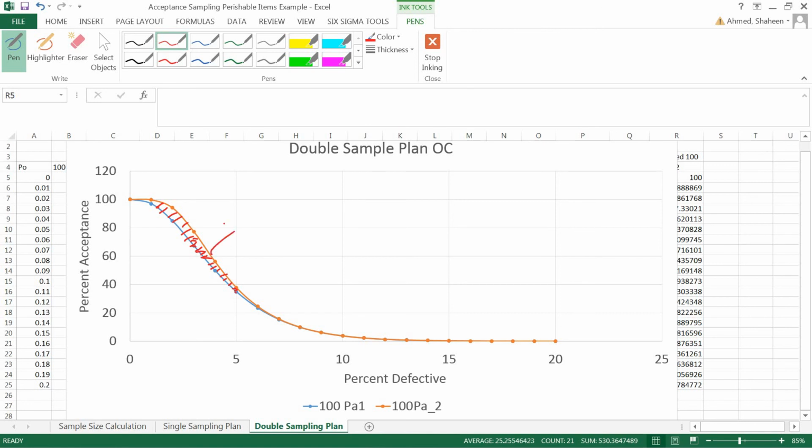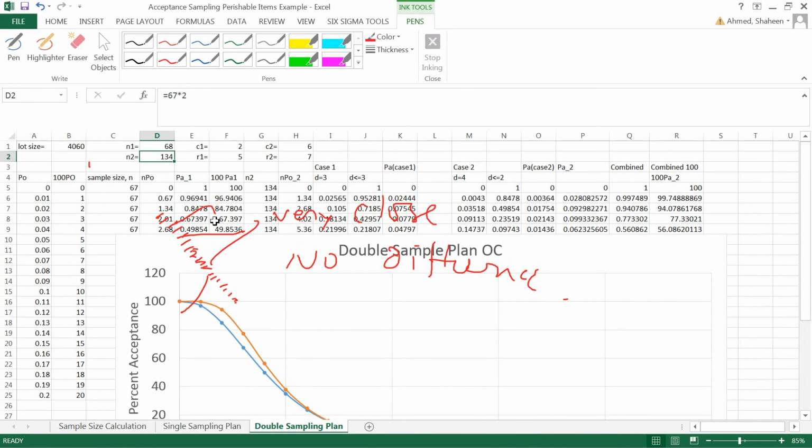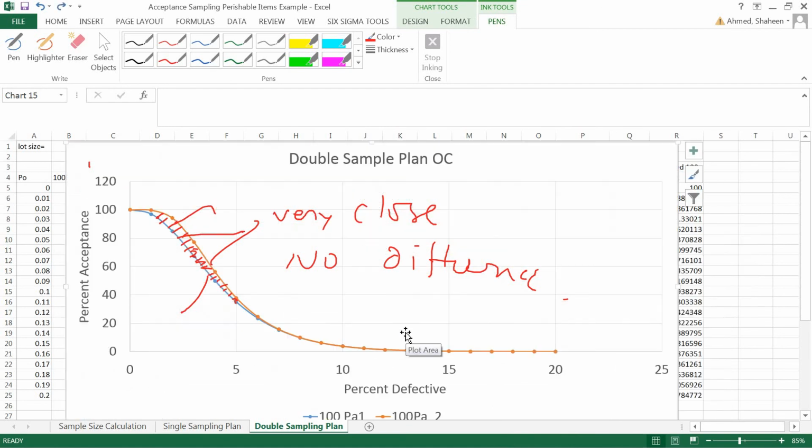These two graphs are very close, so no difference. The single sampling plan, which is the blue graph, and the double sampling, which is the orange graph, look almost very close together. So I don't see any benefit of spending another bunch of mangoes. If you look at these, the second time you sample almost twice more than the first time. So it's a lot of work to do that, and I don't see any benefit of that.